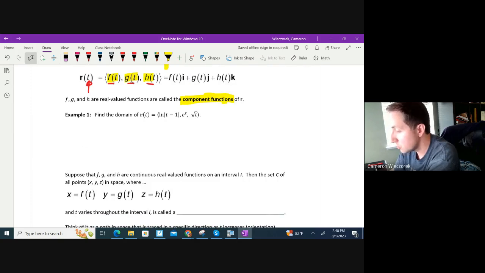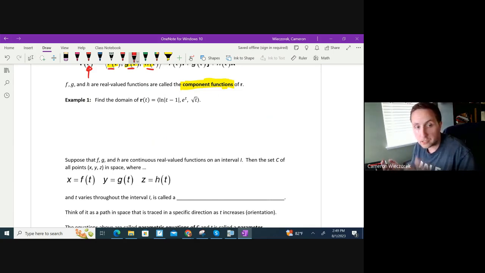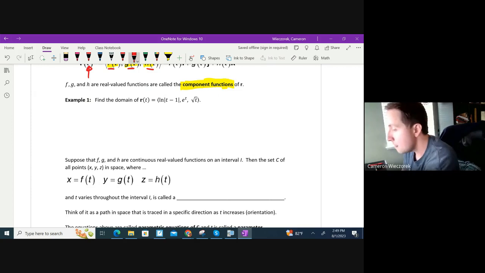One thing you should be able to do with a vector valued function is find the domain. What are the restrictions on the parameter t that we can use to define that vector valued function? What you do is you look at the domain of each of the individual component functions and you find the intersection of those individual domains. The intersection of the domains of those component functions is your domain for that vector valued function. So let's take a look at an example.